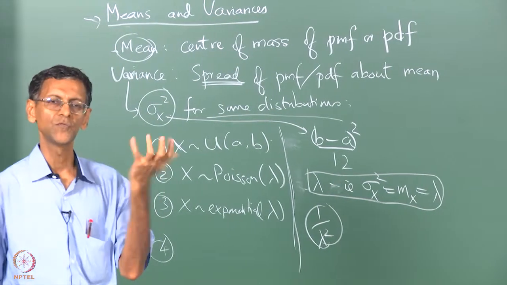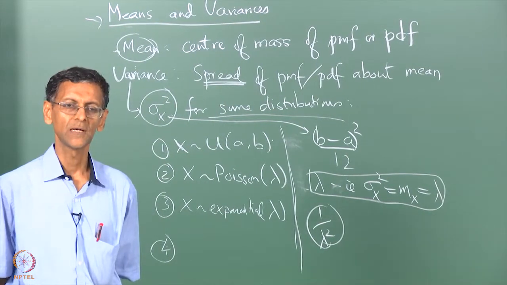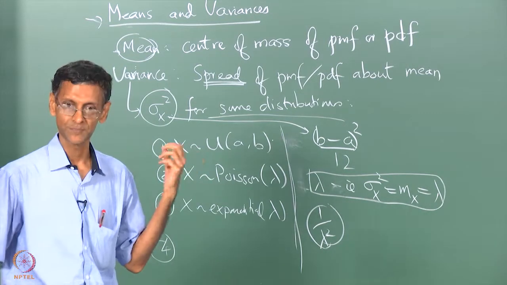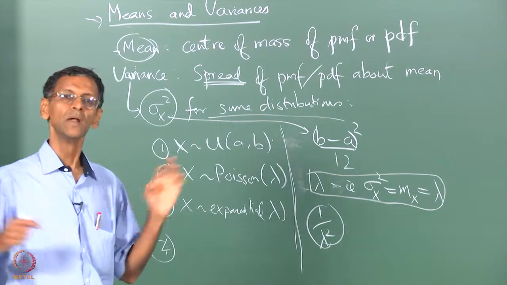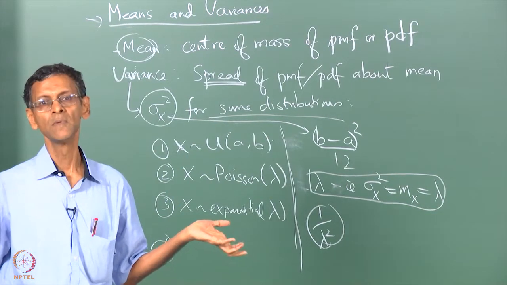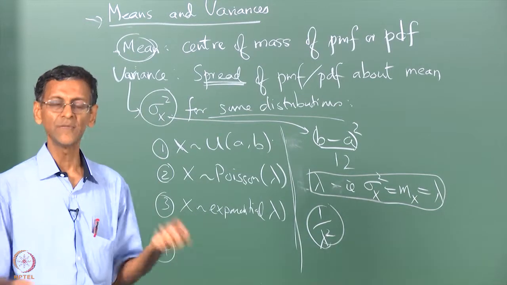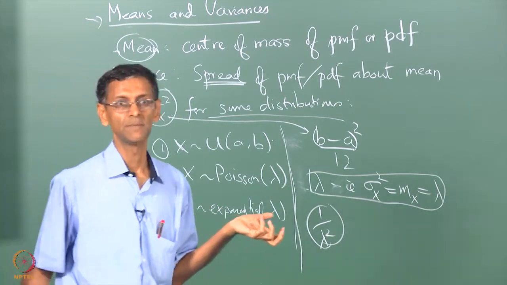Lambda and p are very similar parameters in the two distributions, right, for geometric and exponential. When p becomes small, the variance of the geometric will become large, and the mean also becomes large. When lambda becomes small, the same thing happens for the exponential.